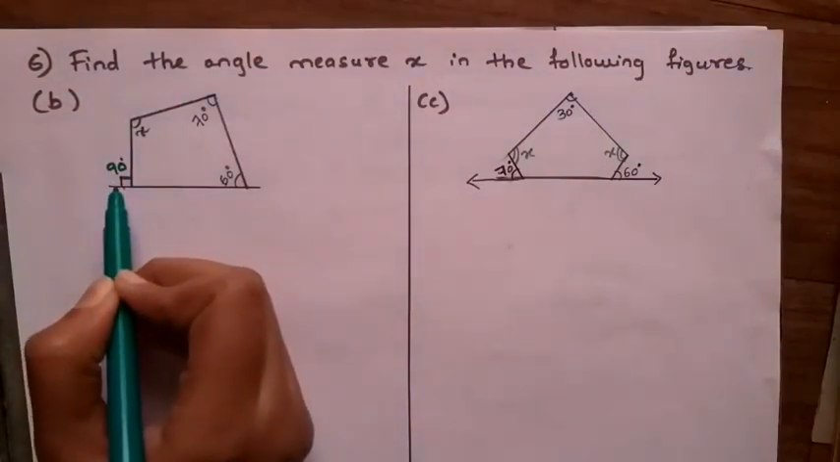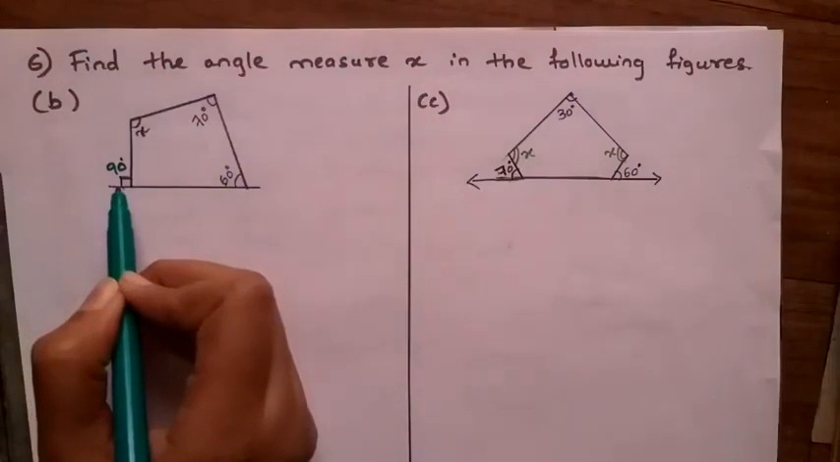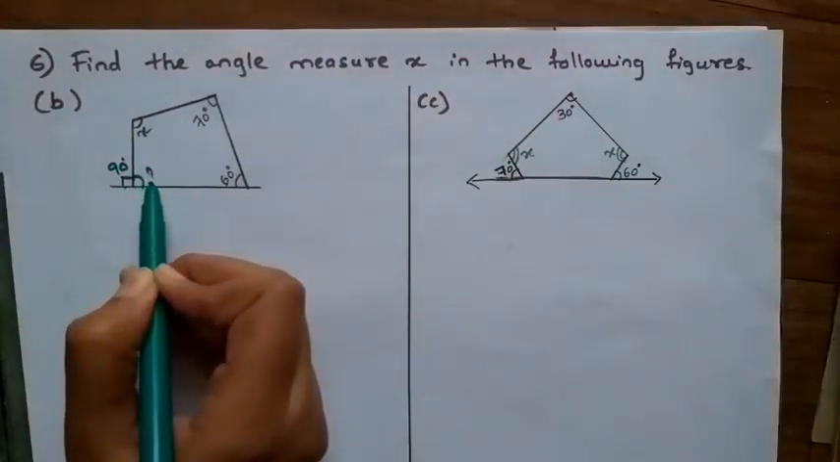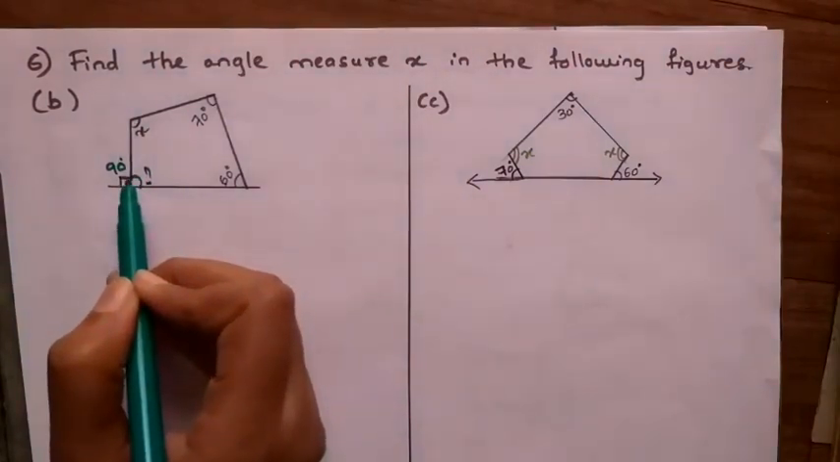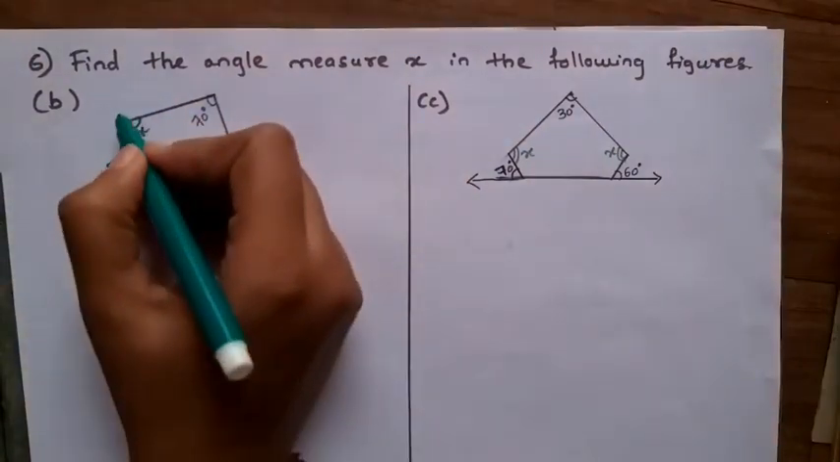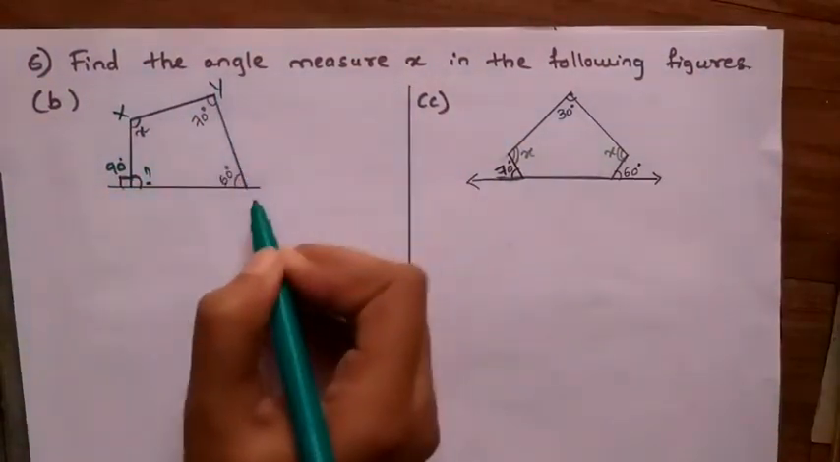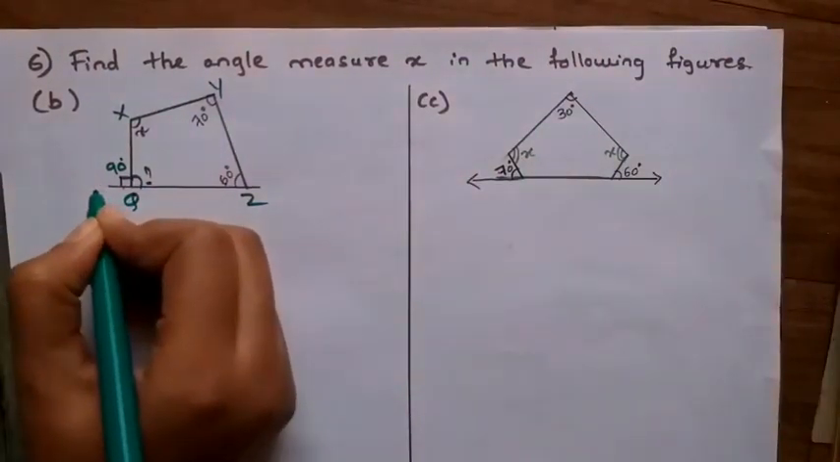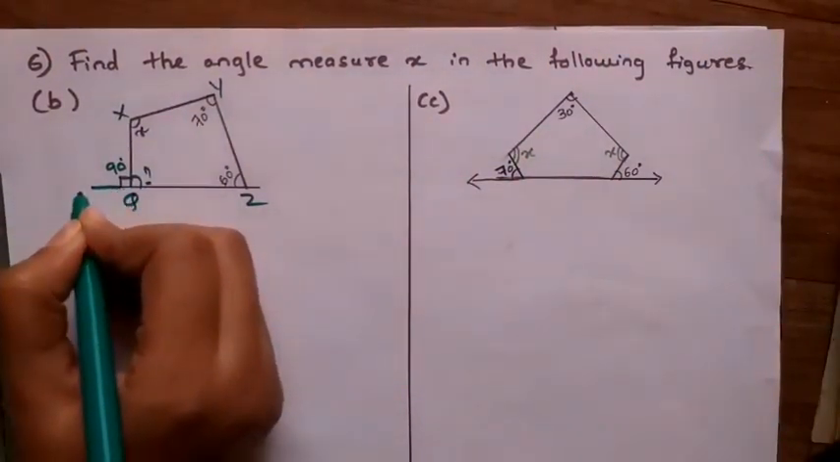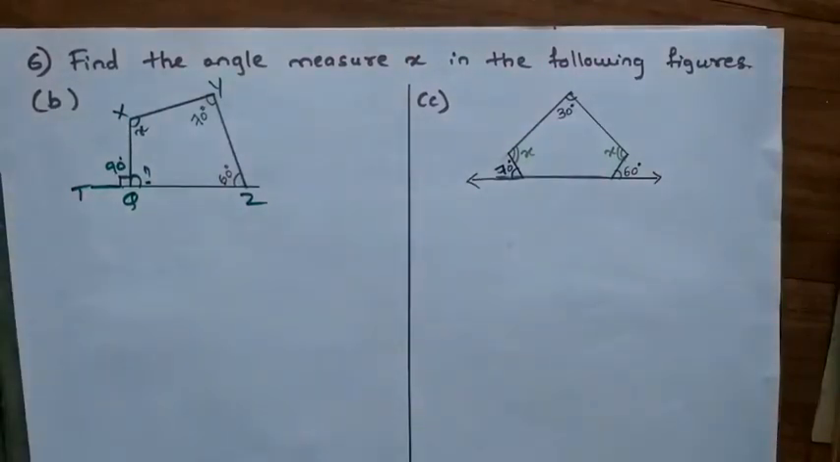So this type of angle is said to be an exterior angle. Here, the angle inside is not given, so first we have to find this angle. Let's give the vertices names: X, Y, Z, Q, and here they extended this line and gave this name as T. So this is the given figure.